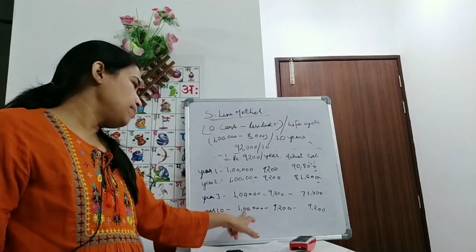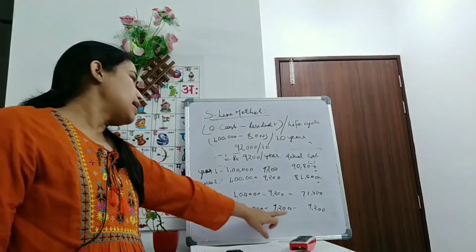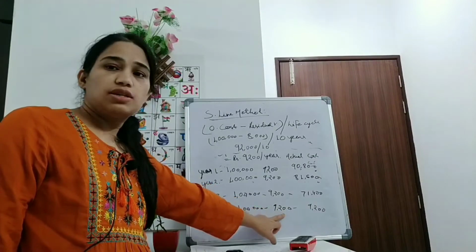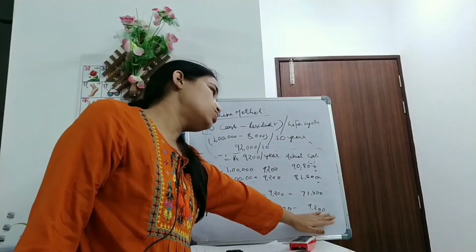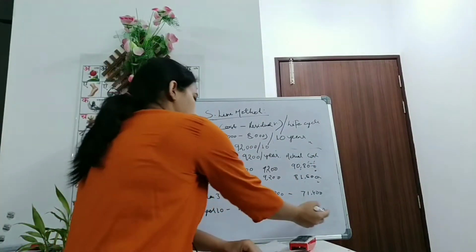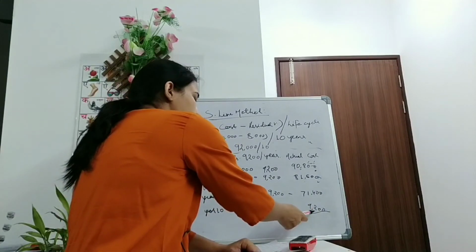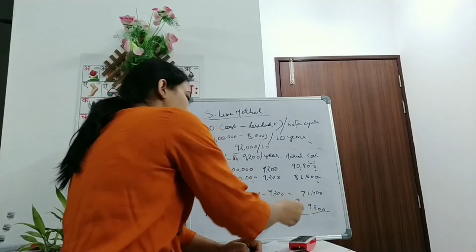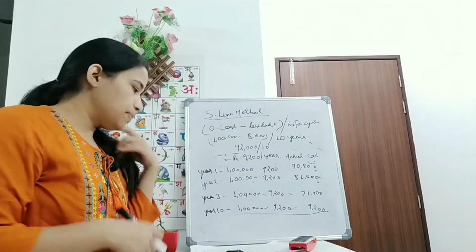And again the original cost is 1 lakh, this is the 10th year, and the amount of depreciation is 9,200 and the actual cost is 9,200. So we will keep reducing the amount of depreciation until the cost of the machinery reaches 9,200 rupees. Then it will be written off by the company.